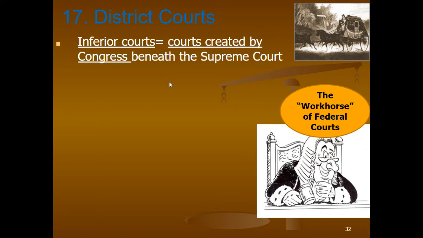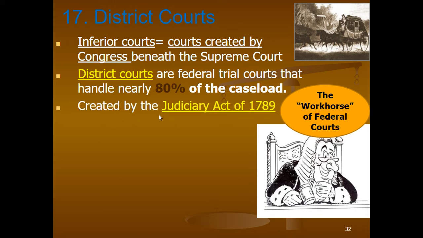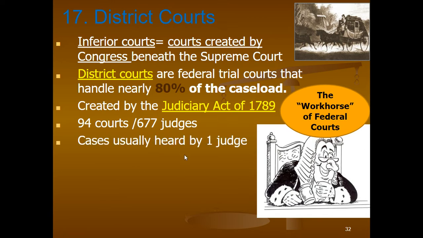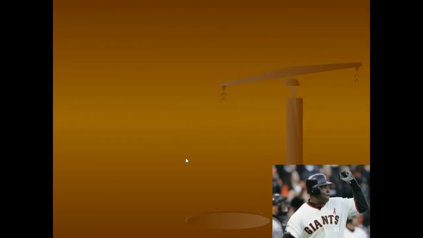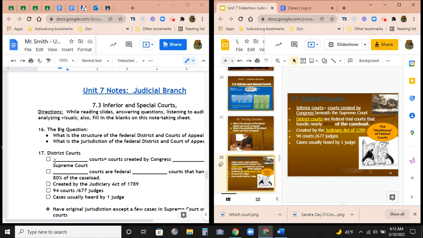Inferior courts are courts created by Congress beneath the Supreme Court. So if Congress creates it, then it is considered an inferior court, and then it's a constitutional court. It's all of that. District courts are federal trial courts that handle nearly 80% of the caseload in the federal courts. That's why there's so many of them. They're created by the Judiciary Act of 1789. So they've been around as long as the country's been around. There's 94 courts with 677 judges. Cases usually are heard by one judge. All right, let's go ahead and jot some of those things in.